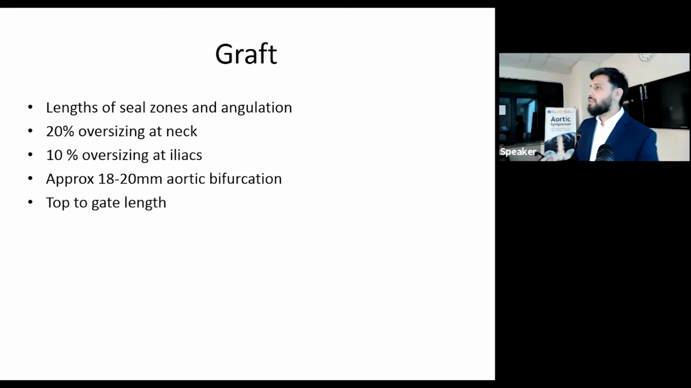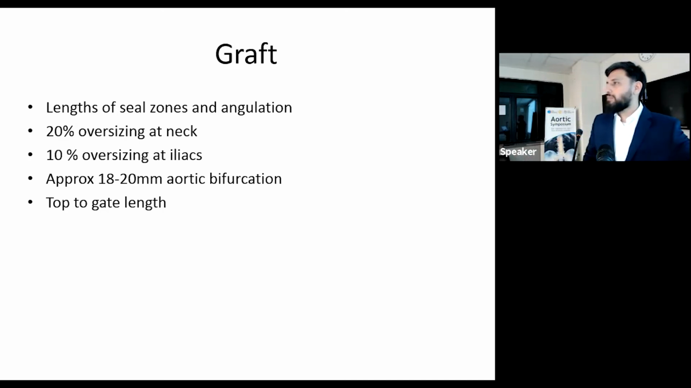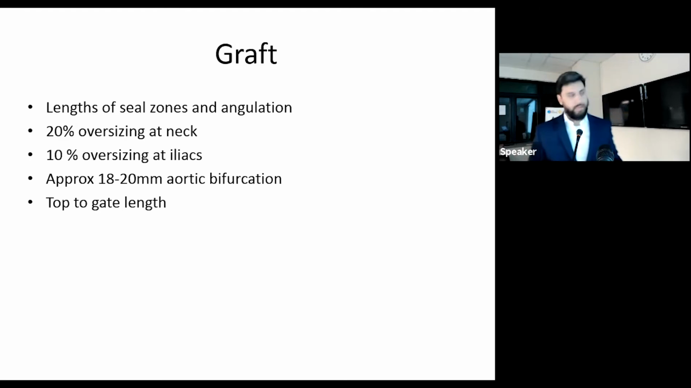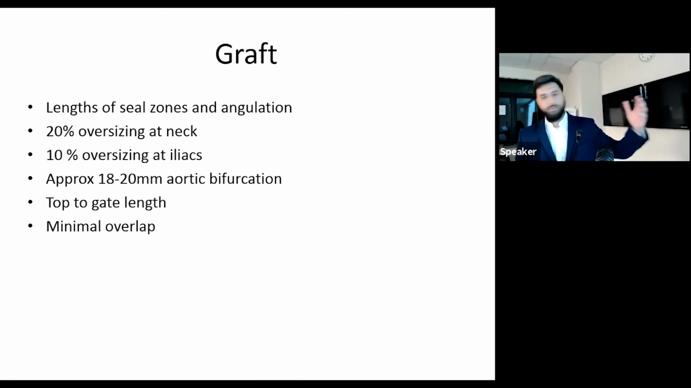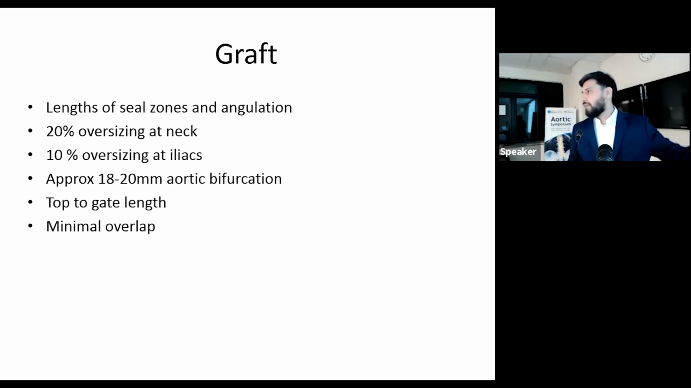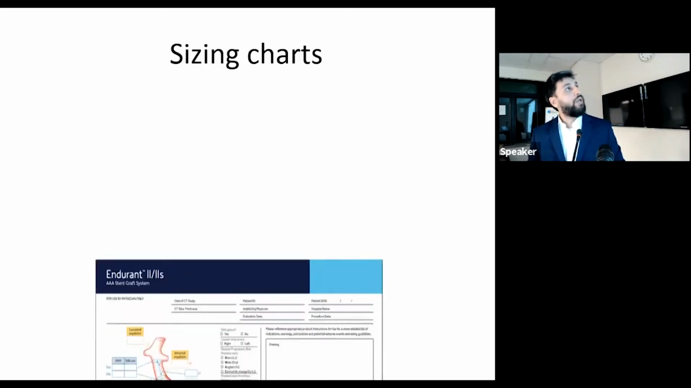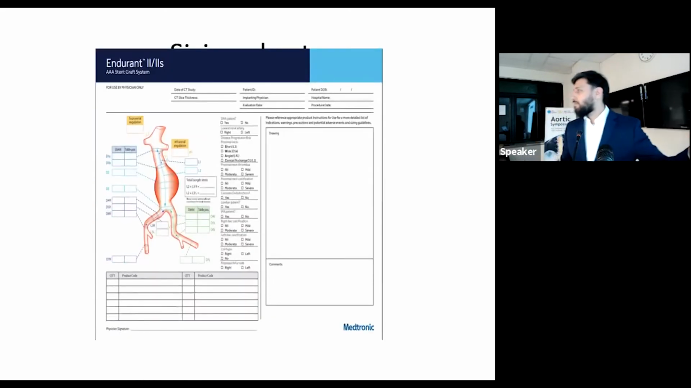You need to be cognizant of the fact that there's a gate that divides the flow in your main body. And you need to know your top end to gate length, because that's really important for planning the EVAR. It's usually about 7 centimeters. And you need to know for that graft what the minimum overlap is, because this is a modular thing. And you're usually using 2 or 3 grafts. So wherever the joins are, if that seal isn't adequate, then you're going to have a leak. And you need to have a really good idea of what your minimum overlap is and make sure that you're achieving that.